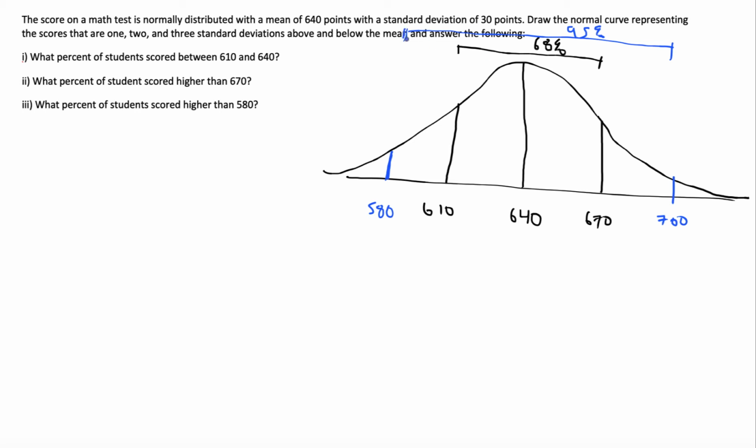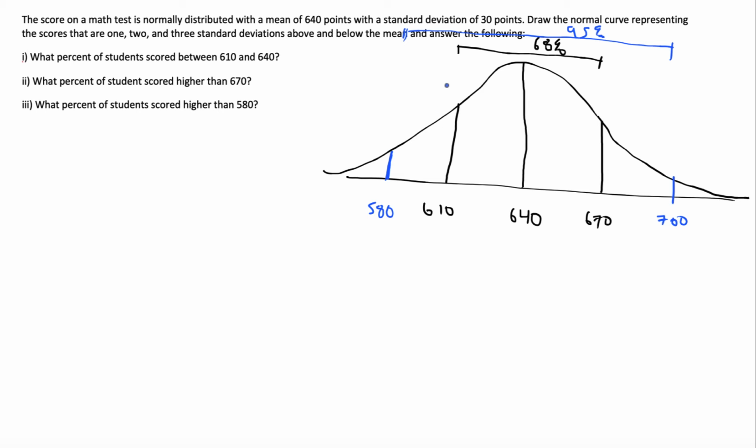Let's think about what that means. Remember, this is the middle 95, and this is also symmetrical. So that means there's 5% remaining, but then we have to split that evenly. So that means 2.5% scored less than 580, and 2.5% scored greater than 700.